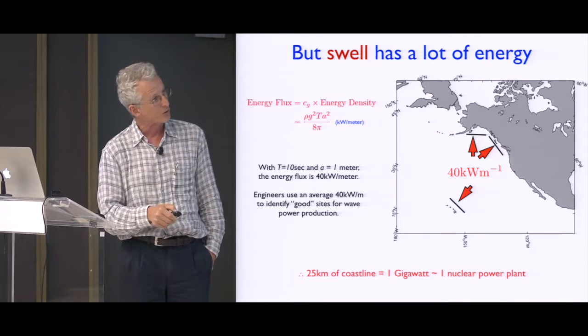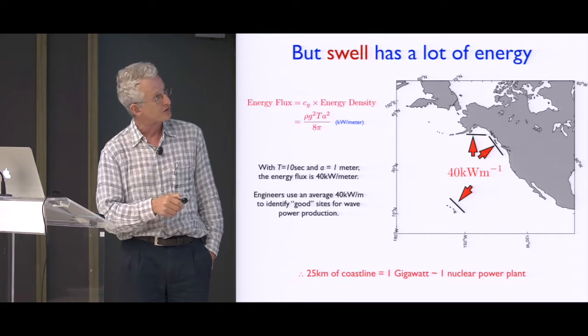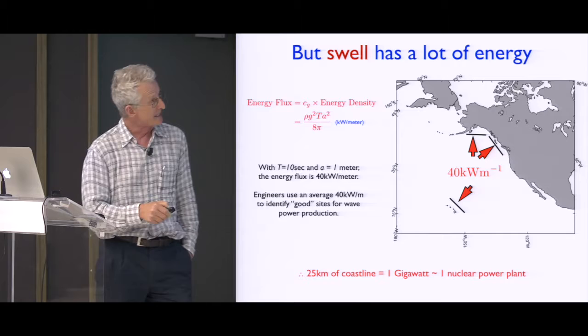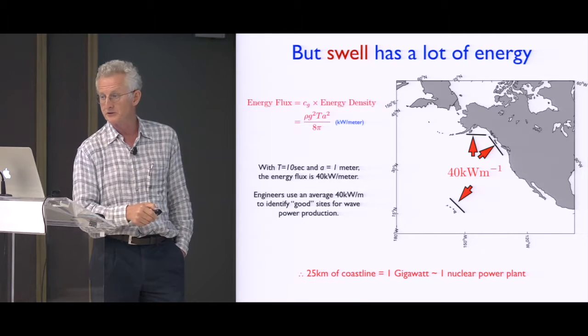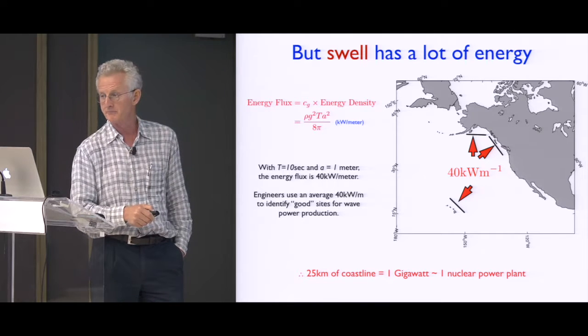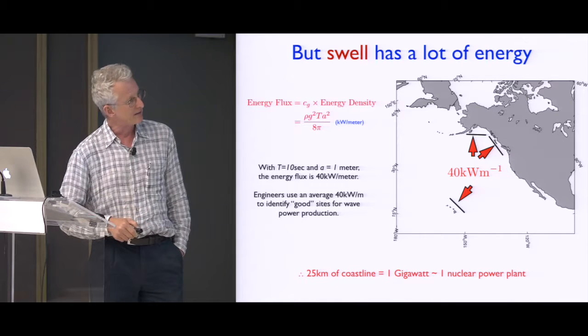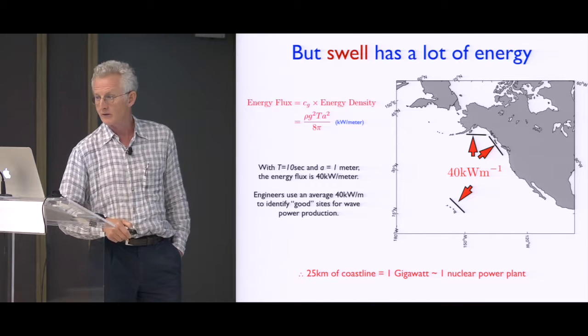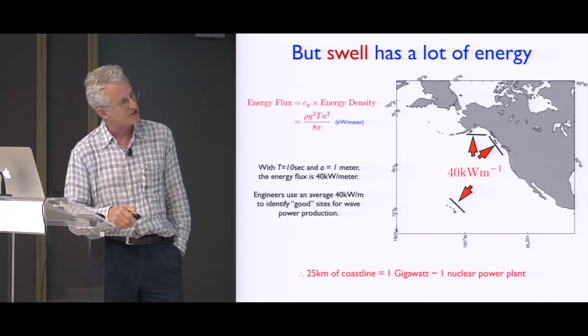So you can imagine wave crests coming into a beach here, and every meter of beach is receiving this much energy in kilowatts. And if you plug the numbers with, say, a 10-second period and a 1 meter wave amplitude, which is nothing special, then the energy flux is 40 kilowatts per meter, okay? That's actually a lot of energy. For instance, that would mean that 25 kilometers of coastline is equivalent to 1 gigawatt, which is a nuclear power station, okay?